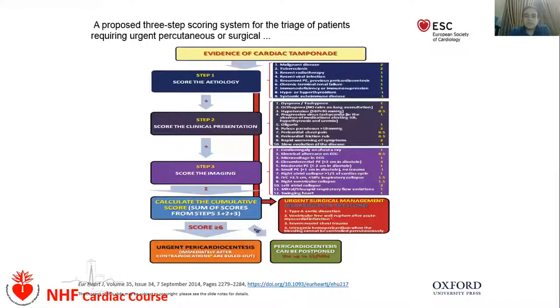When you have six or more, you go for urgent pericardiocentesis. If it's less than six, you can wait. But one thing: if you have 6 points but there is type A dissection, ventricular free wall rupture, or a recent history of chest trauma, in those cases you have to go for surgical management.